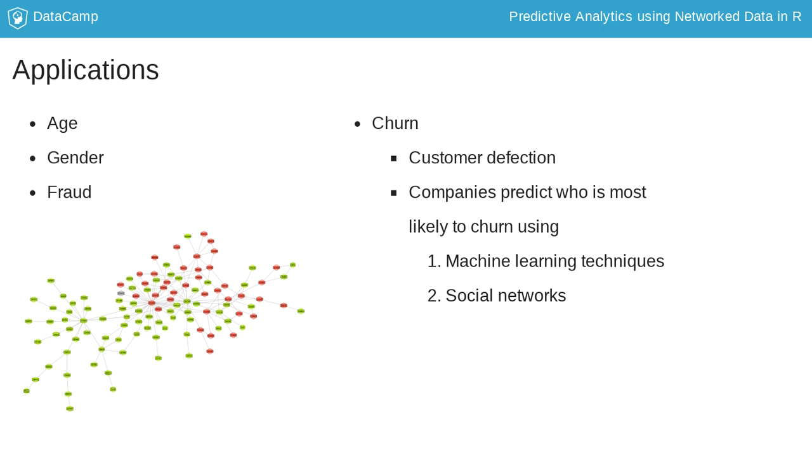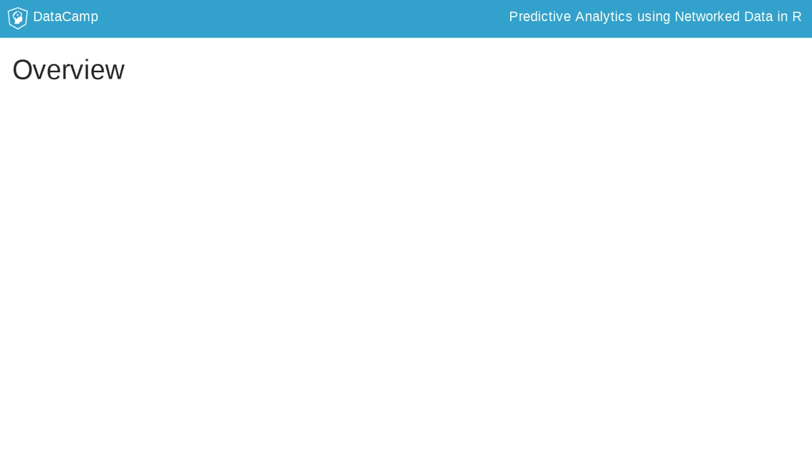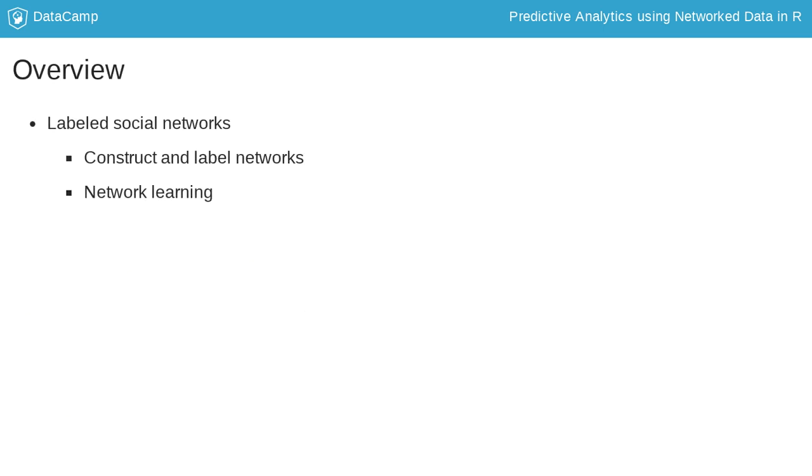Customer churn is a current problem in many businesses. To prevent this, they try to predict which customers are most likely to churn and offer them promotions. In this course, we show you how to construct and label a network in R. We also teach you how to predict labels of unknown nodes directly from the network using network learning.